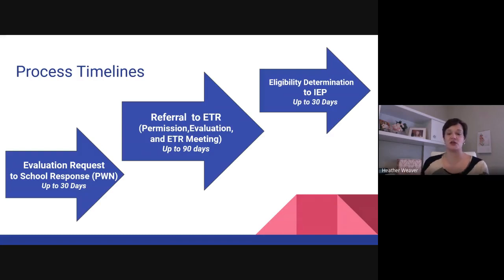Different times of the year, our ability to test students is more limited. So we may go closer to that 90 days than at other times in the year. So it really depends.